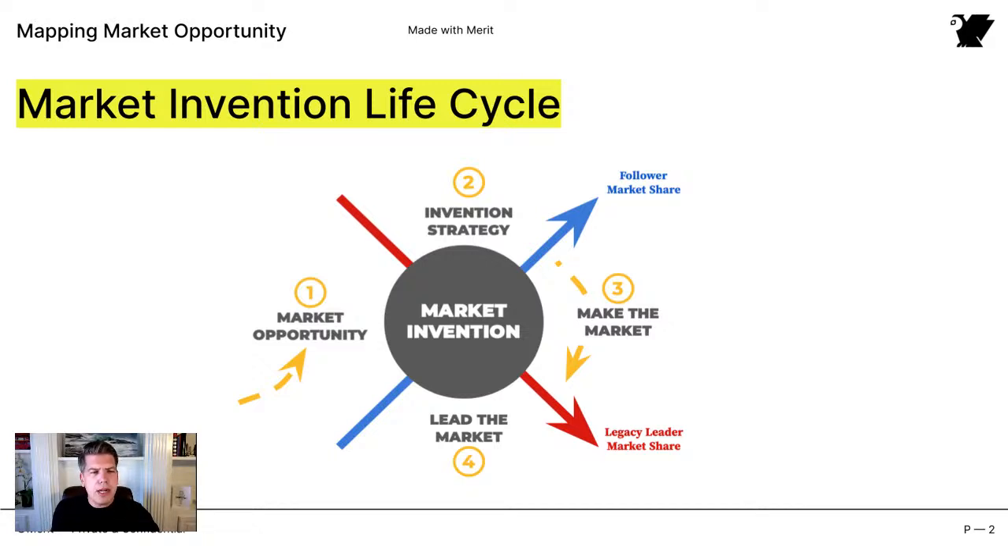So again, a reminder just for those who are new and learning this for the first time, or just a refresher for those who have done this multiple times, there's four stages, and I would say life cycle. Think of it as stages of maturity, not necessarily a hardline process. You kind of know where you are with each of these steps. And the first one is market opportunity. So we're going to dive in on how to do that. And then in future episodes, we'll get into the invention strategy, how to make the market and then lead the market and all the nuances in between.